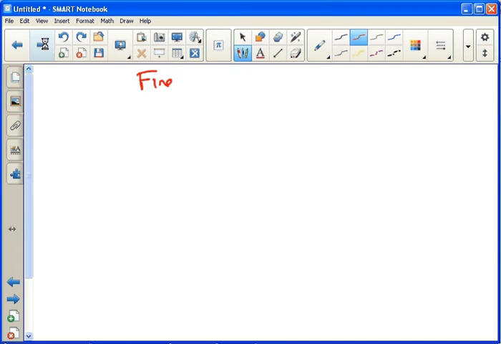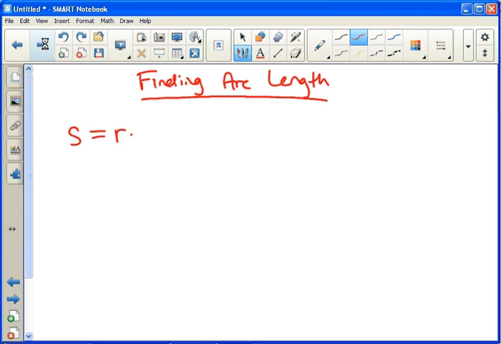And that is S equals R times theta. Now this looks like a 0 with a line through it. It's a Greek letter called theta, T-H-E-T-A. Okay, so first of all, we need to know what these things represent.